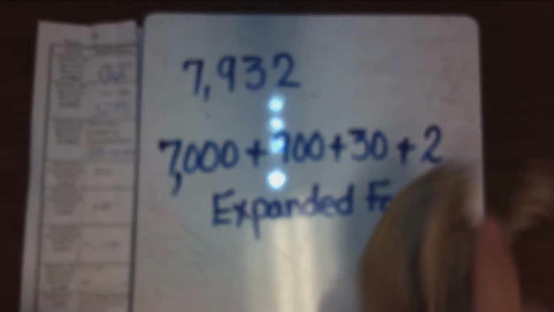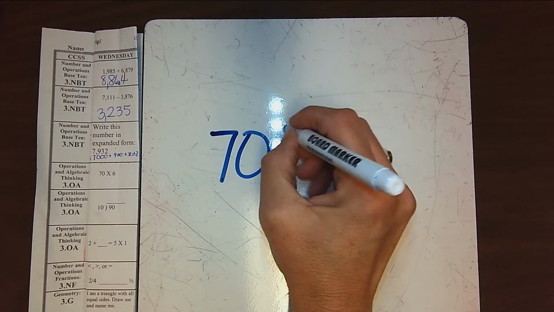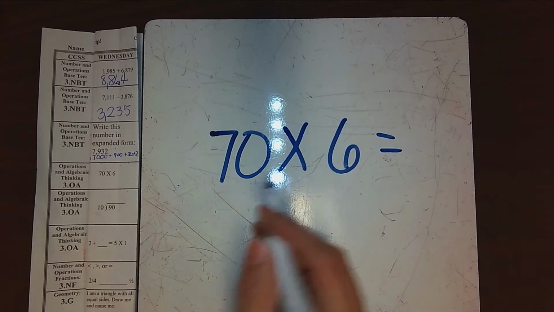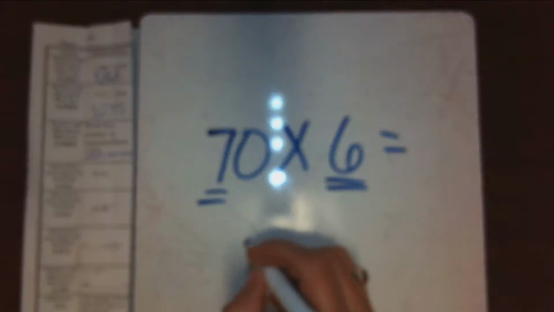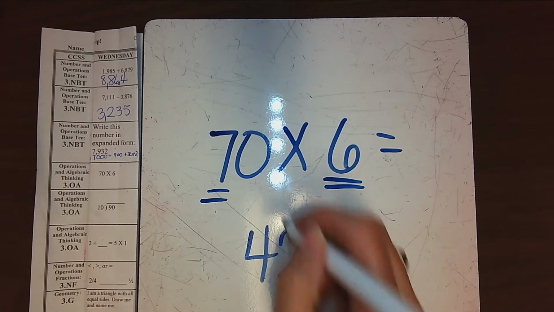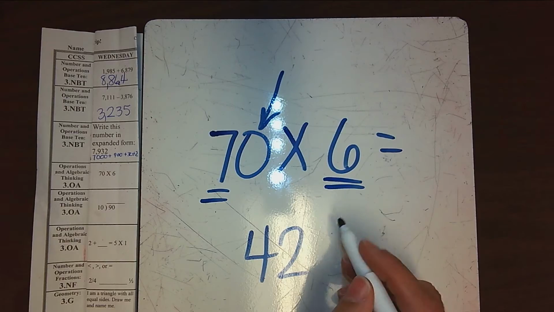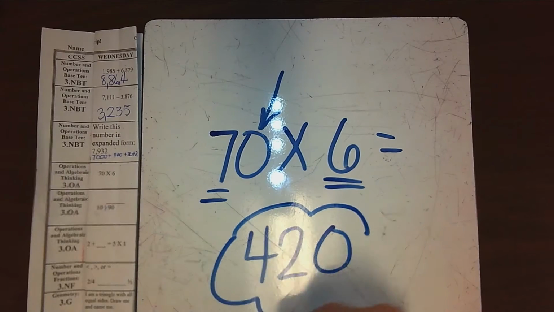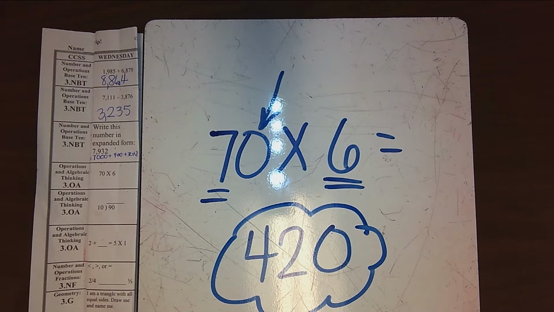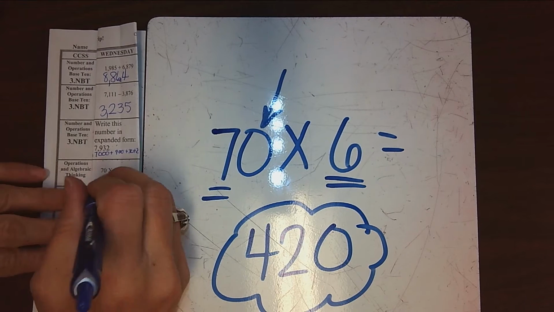Okay. 70 times 6. You should be able to pick out a basic fact. 70 times 6. Well, I see that 7 times 6 is 42. Put that 0. That's our little trick we've learned. So 70 times 6 is 420.